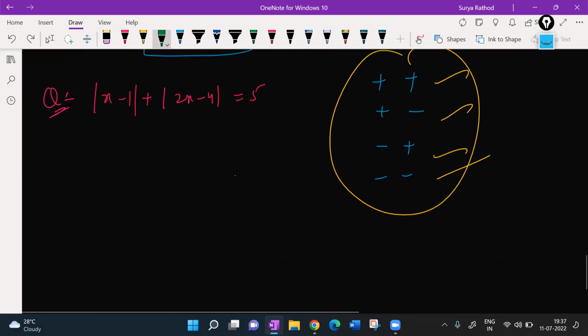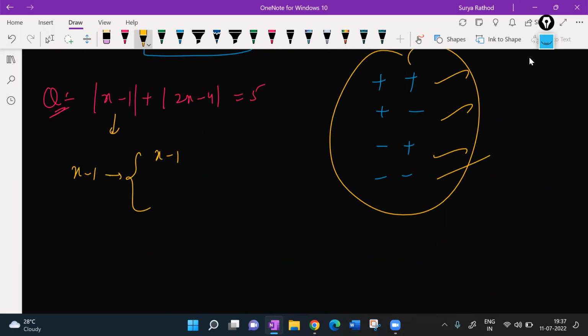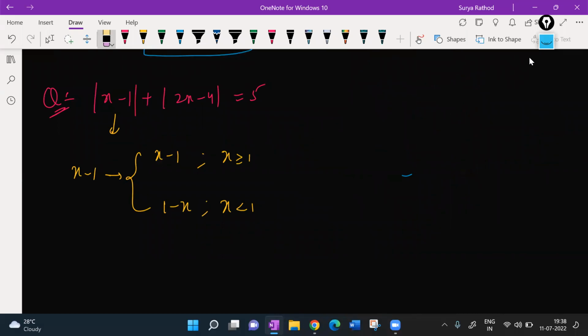Getting my point? I didn't get the answer still from you all. No, but very simple. Look at this here. How is this function going to be defined? X minus 1 can be defined as how? This function is going to be defined as x minus 1 and minus of x minus 1. Shall I directly write it as 1 minus x? Okay. So it is x minus 1 when x is greater than or equal to 1, and 1 minus x when x is less than 1. This is how the first function is going to be defined.